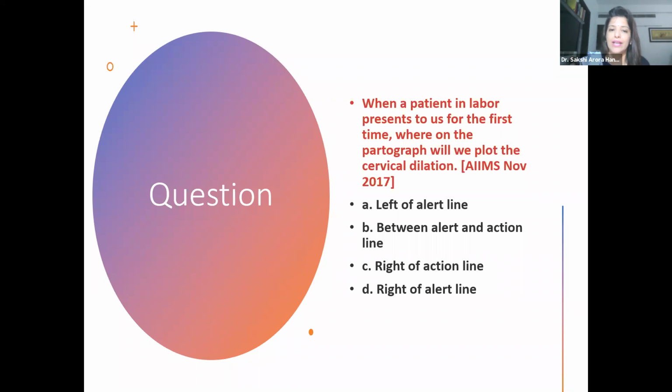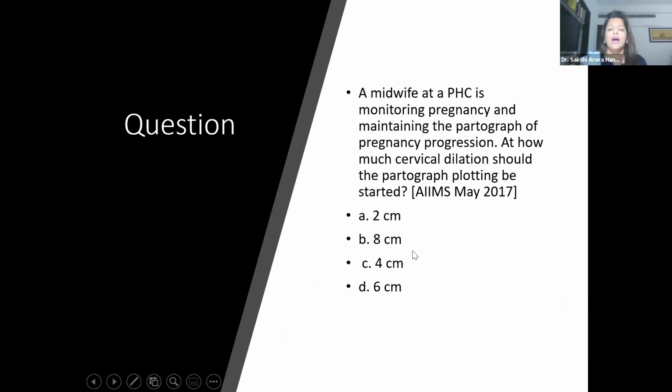Yes, you all are right that you are going to plot it on the left of alert line. Best answer would have been on the alert line. If on the alert line is not given, it will be on the left of alert line. Very good. Next question. A midwife at a PHC is monitoring pregnancy and maintaining the partograph of pregnancy progression.